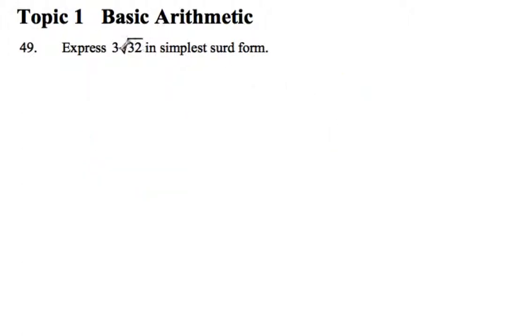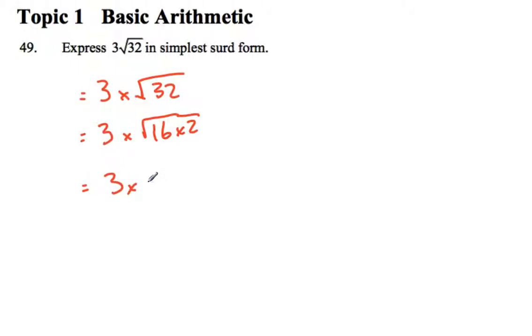If we've got a 3 out the front, that doesn't make too much of a problem here. We're really thinking of things separately. 3 times root 32, we'll just write out a bit more clearly there. And 32 can be broken up into root 16 times 2, and we're allowed to then express that separately as well. 3 times root 16 times root 2.